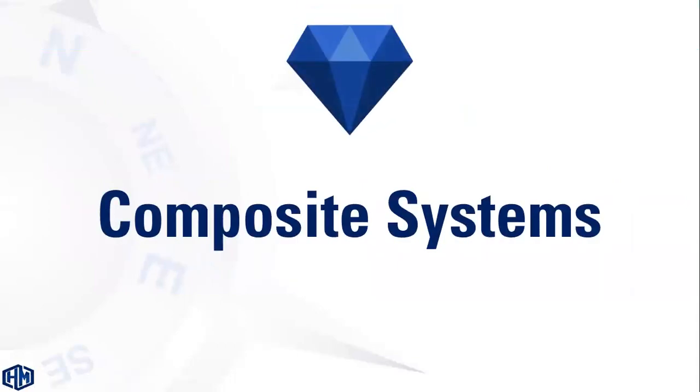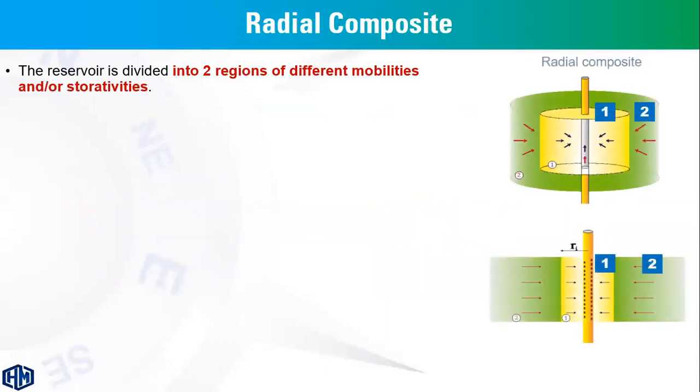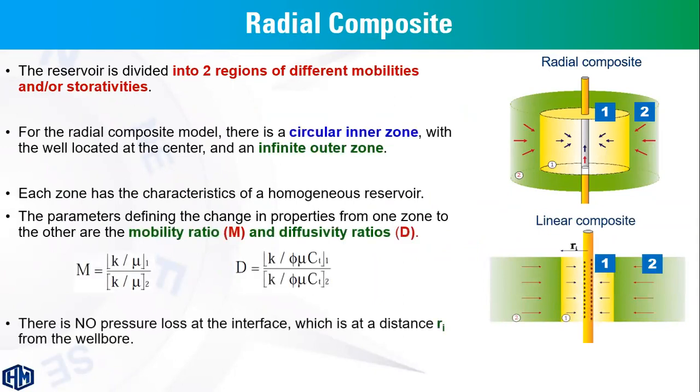Composite systems are very similar. As you can see, the system will have two components or two regions of different mobilities and storativity. In this case, we have the inner region around the wellbore, region number one, and the outer region away from the wellbore. We may have changes in the fluid or the rock property between region one and region two. The controlling parameters in this model are M, the mobility ratio, and D, the diffusivity ratio, defined by these equations. In between we have this interface, at a linear or radial distance. The assumption is that there is no pressure drop across the interface between the inner and the outer region.